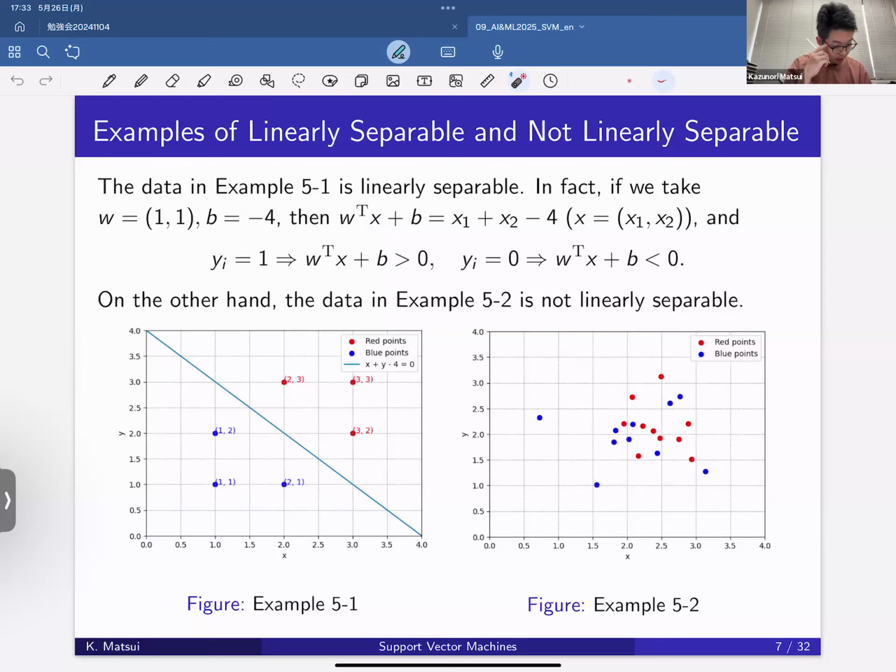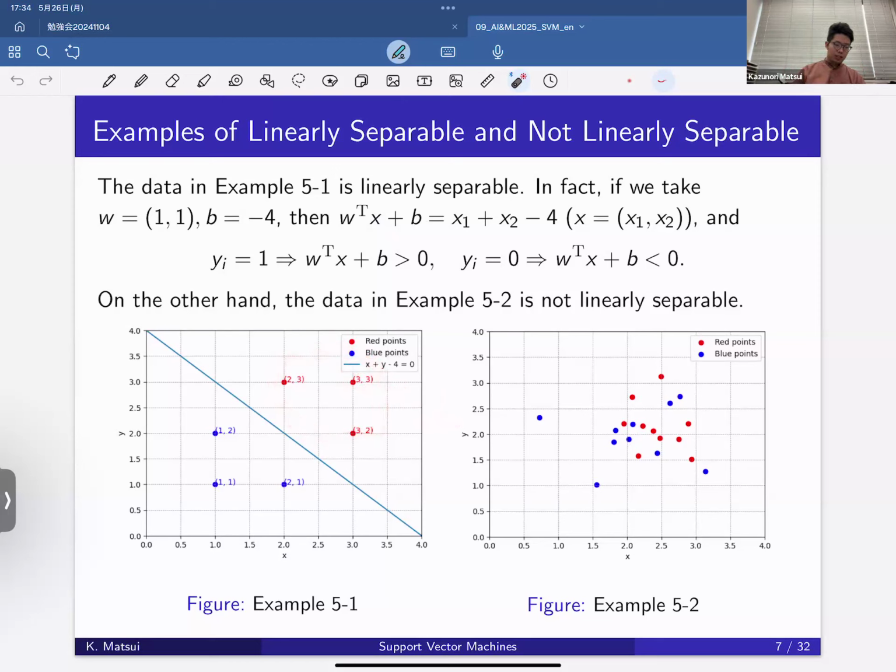So this being positive is correct. We have to check this for all other data. For example, it's 3, 3. The 3 plus 3 minus 4 is 2, which is greater than 0. So those labeled as 1 on this side are correct.